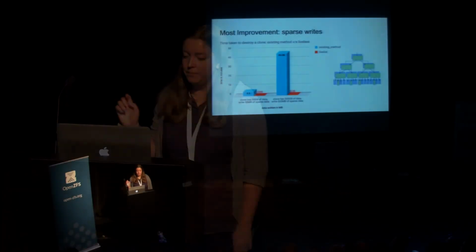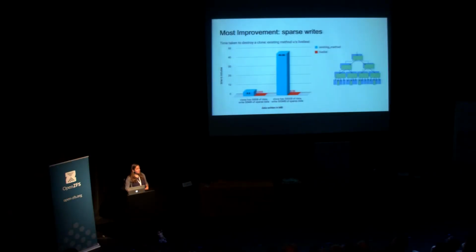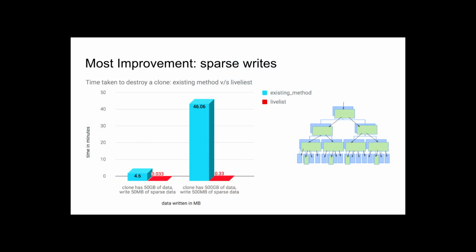So the most improvement is really dramatic. You can see in this case we have 500 gigs of data, which is the underlying data set, 500 megs of sparse data were written to it, and it took 46 minutes to delete with the old method. And with this method, it takes 30 seconds. It's like a 100 times improvement. It's pretty good.